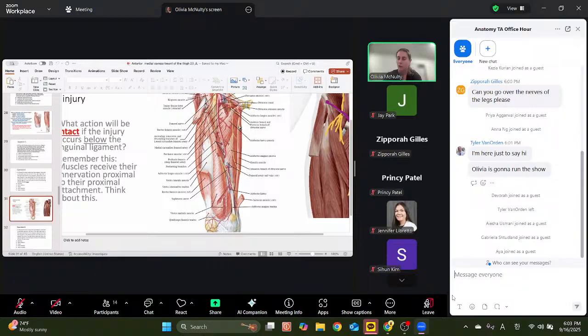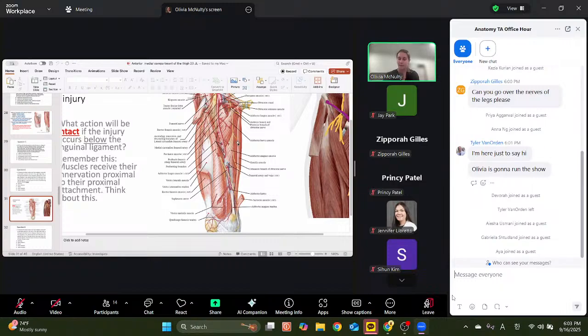Then when you think about your medial compartment of the leg, really the inside, that's going to be things like your adductor magnus, your adductor longus, and your adductor brevis. And that's going to be your obturator nerve. So that's going to be your medial compartment.